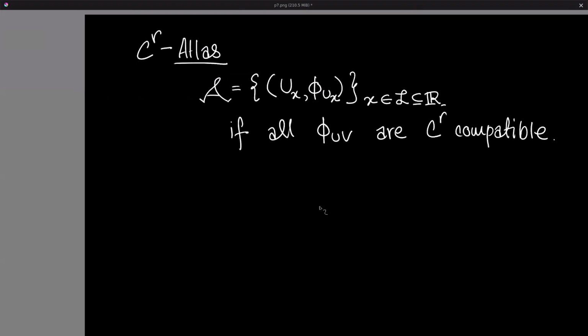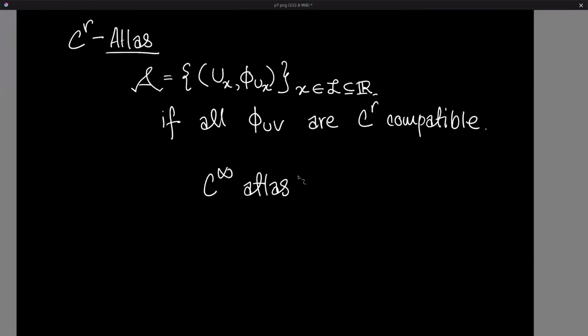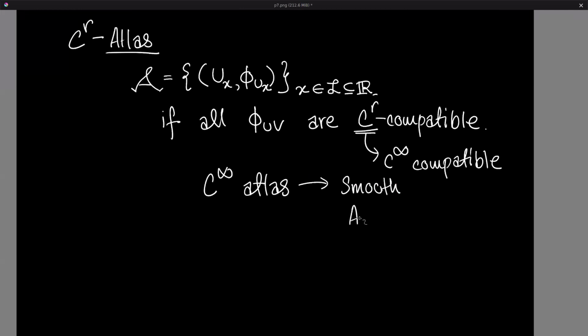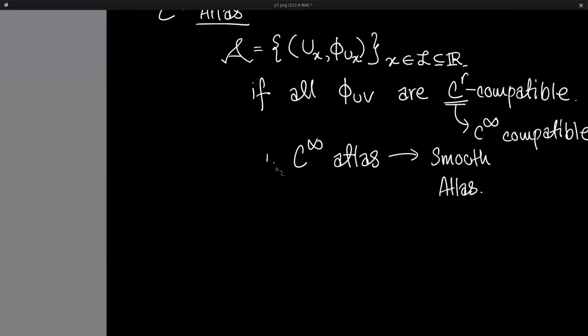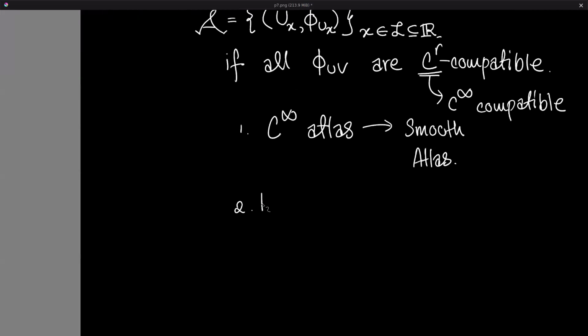There are two special kinds of atlases that we want to talk about. One of them is a C infinity atlas. A C infinity atlas is pretty simple. Instead of being CR compatible, they are C infinity compatible. So this is also called a smooth atlas. The other thing is a maximal atlas.